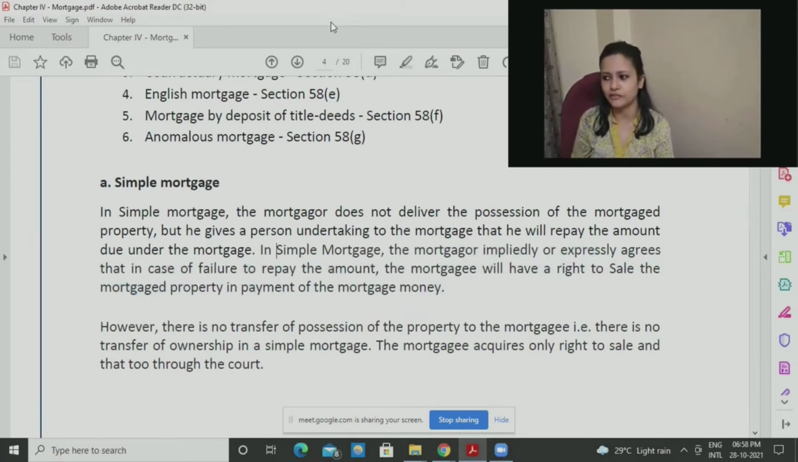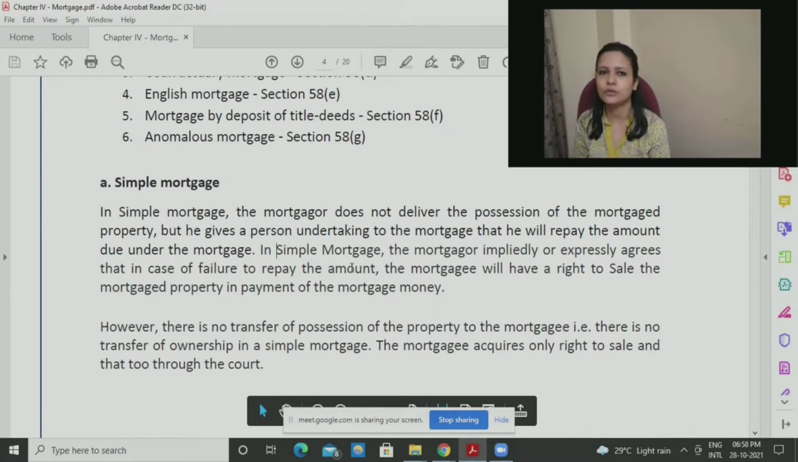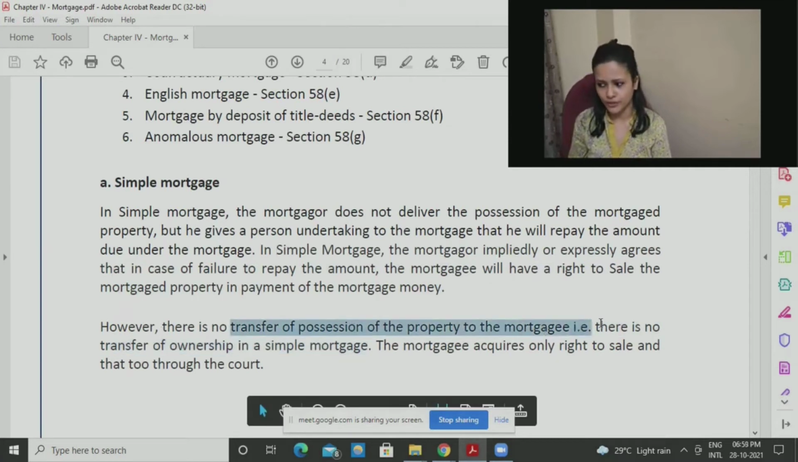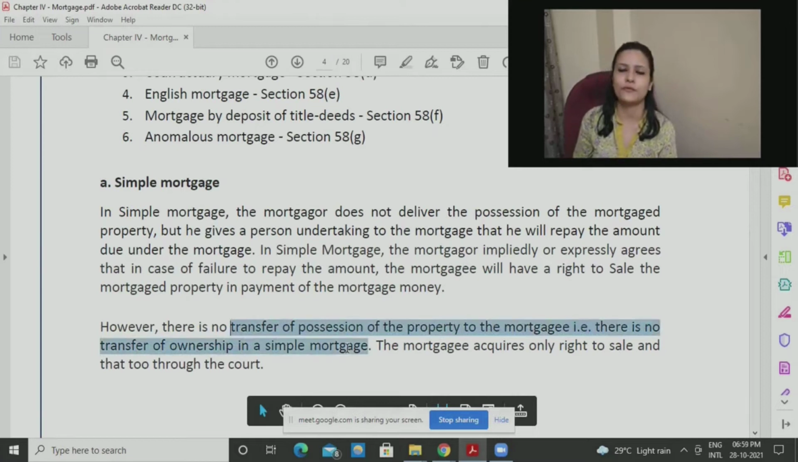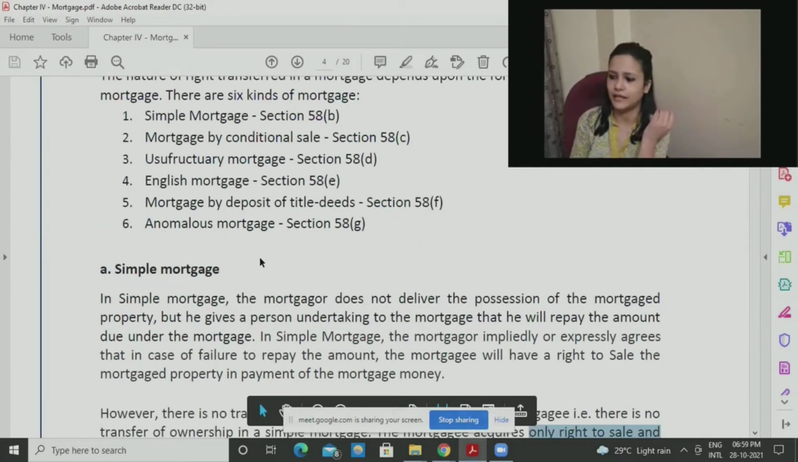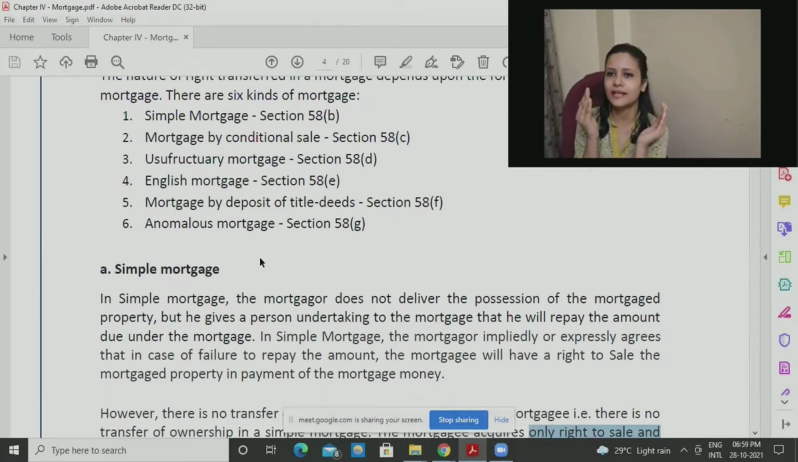As such, there is no delivery of possession, no transfer of ownership, no transfer of title deeds or anything. Simply a statement, a declaration made by a person that I will be returning the amount, and in case I am not able, you have the property, you can recover from it. So there is no transfer of possession of property to the mortgagee. The mortgagee will only get a right to sell this property if this person fails to repay the amount. So it is dependent on a contingent situation. Only if the person fails to repay can they use this property to recover the amount.